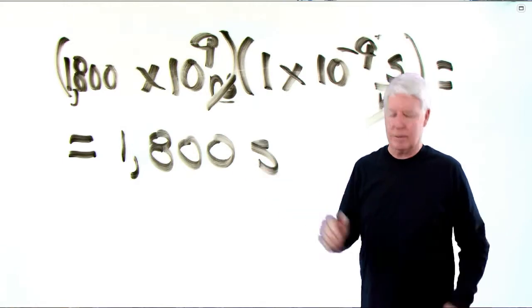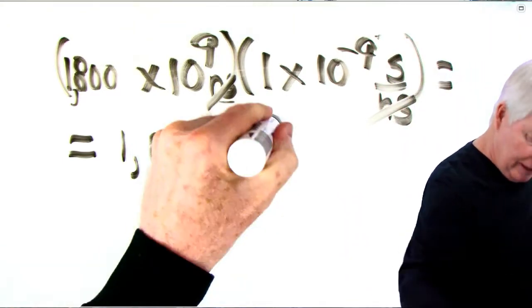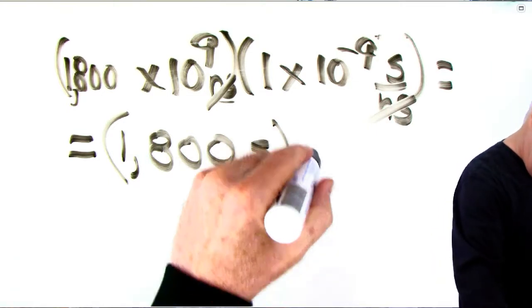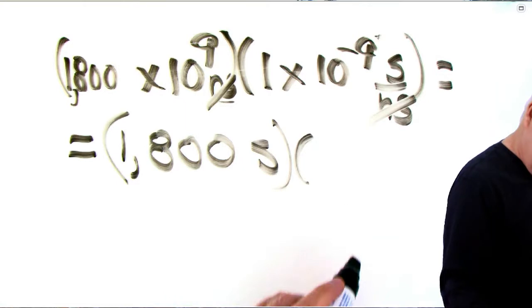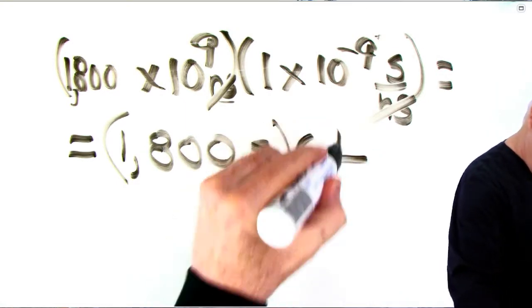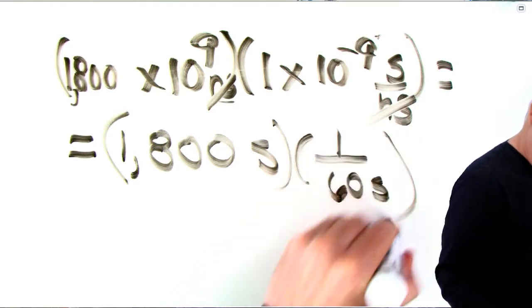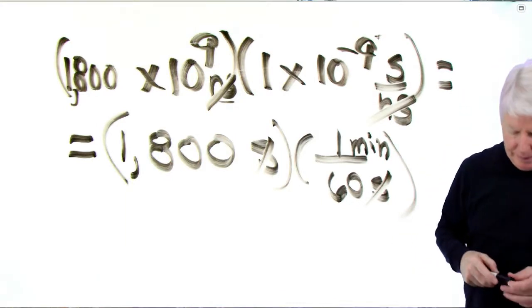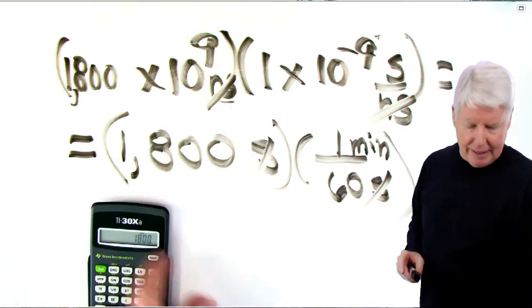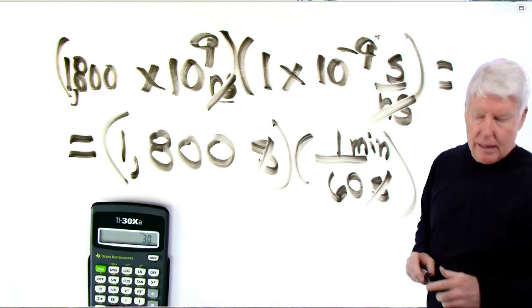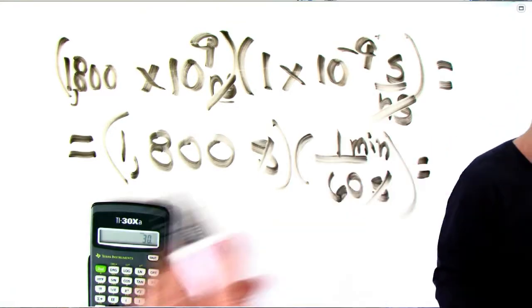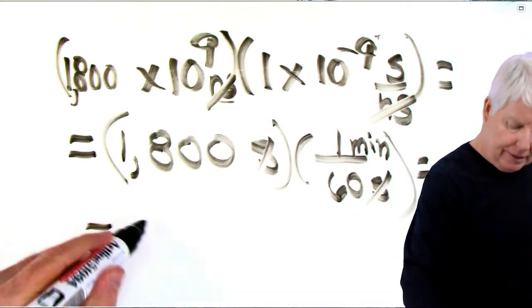So I'm going to convert this over to minutes. And I'm going to do that by simply taking my unit conversion, that there is 60 seconds per minute. And I want the seconds to be in the denominator. So 1 over 60 seconds, 1 minute. That will cancel the seconds and leave me with my minutes. So 1800 divided by 60 equals 30. So that gives me 30 minutes. Equals 30 minutes.